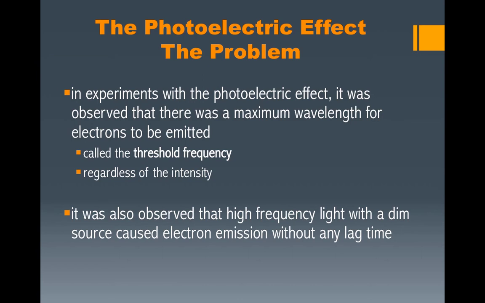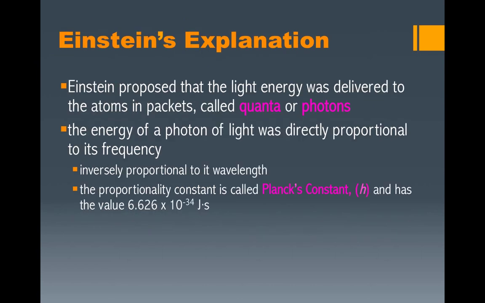Lag time is just something about the time between the light shining on the surface and the electron being ejected. It's just talking about the relationship between the frequency and the brightness of the light and how that affects electrons being emitted.